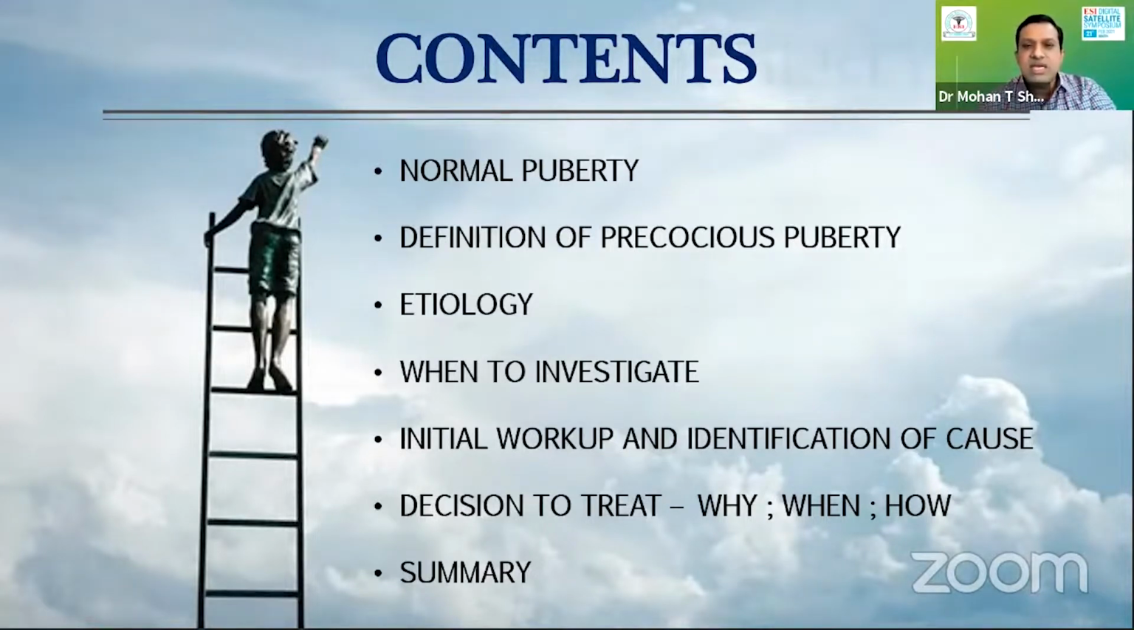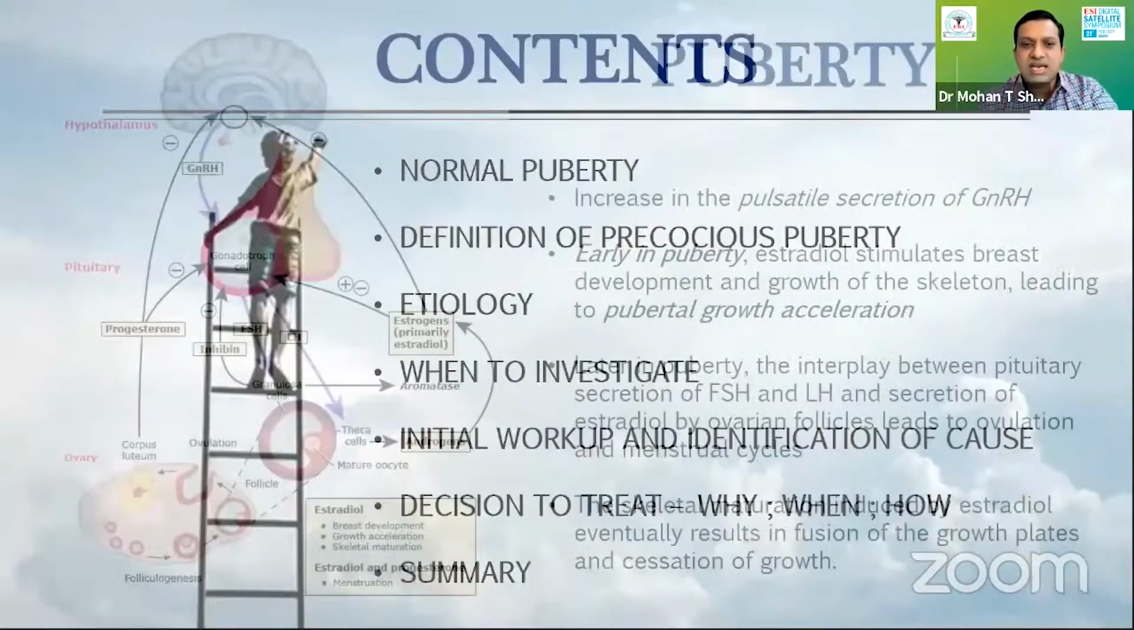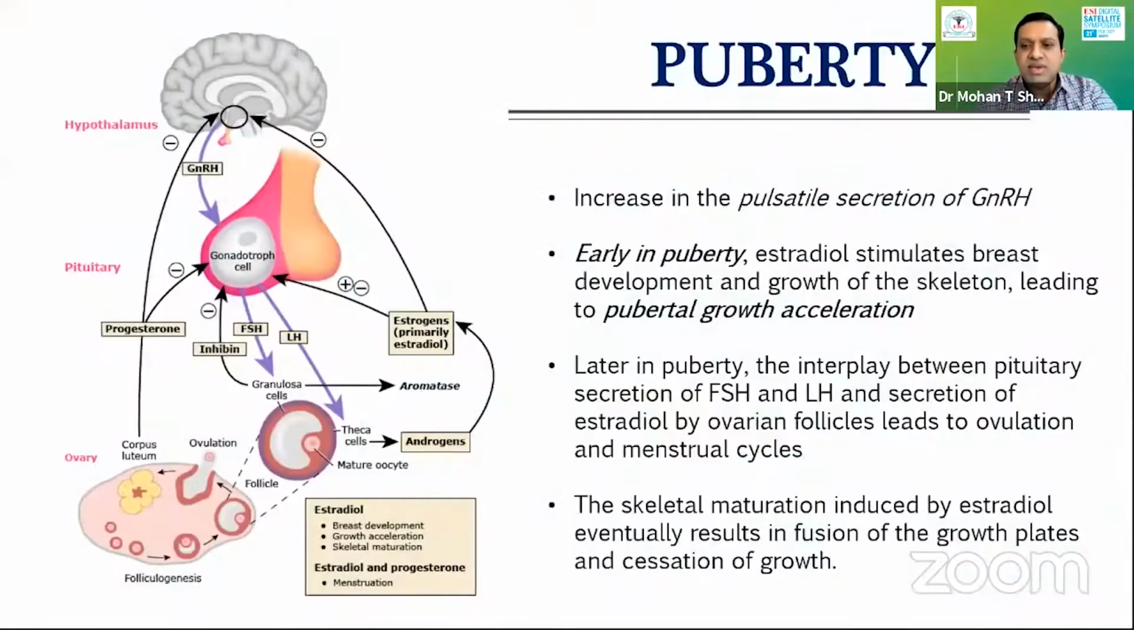Coming to puberty, puberty is an increase in the pulsatile secretion of GnRH, gonadotropin-releasing hormone. Early in puberty, in females, estradiol stimulates breast development and growth of the skeleton. This leads to the pubertal growth acceleration. As you can see later on, there is an interplay between various hormones.